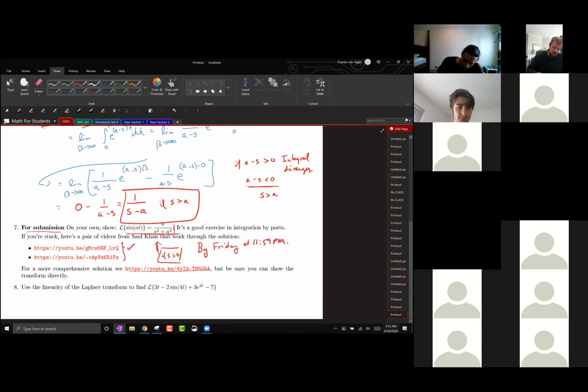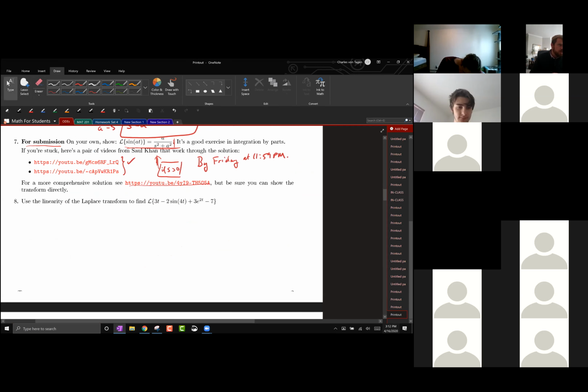Okay. I want to show you that we've actually done quite a bit of work. We can now find the Laplace transform of this function right here. The Laplace transform of this function would just be 3 times the Laplace transform of t, minus 2 times the Laplace transform of the sine of 4t, plus 3 times the Laplace transform of e to the 2t, minus 7 times the Laplace transform of 1. So that's all using the linearity of the Laplace transform.